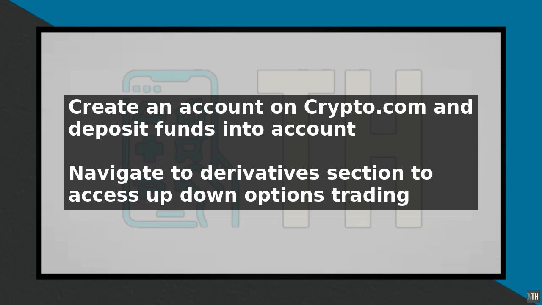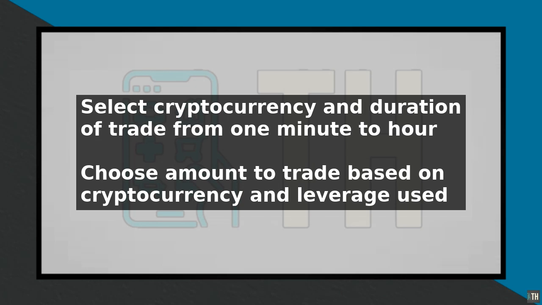Once your account is funded, navigate to the derivatives section of the platform. In the derivatives section, you will see the option to trade up-down options. Select the cryptocurrency you want to trade and the duration of the trade. The duration can range from 1 minute to 1 hour.